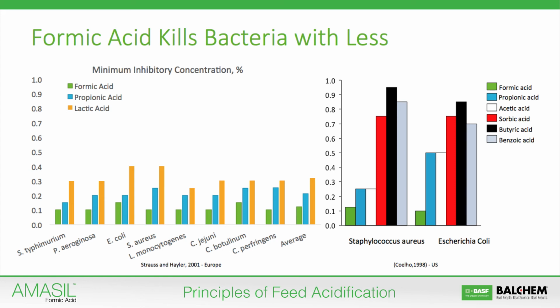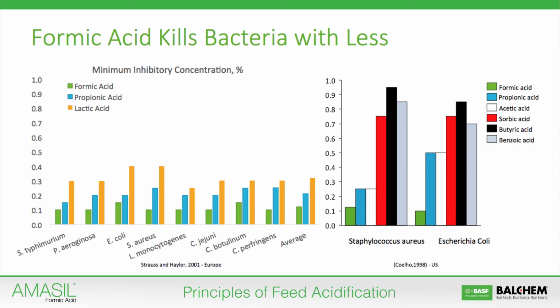And as you can see, with a range of potential bacteria that you might want to control in feed, formic acid requires anywhere between half to a third as much product to start inhibiting the growth of these bacteria on average. And in the graph on the other side, we've got only two bacteria, Staphylococcus aureus and E. coli, but we look at a range of acidifiers.